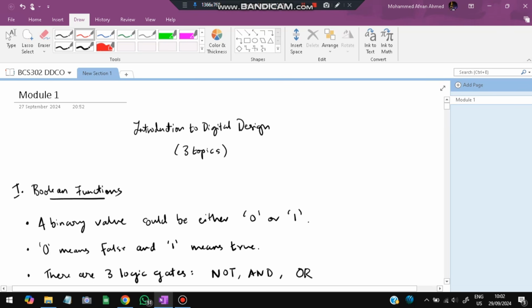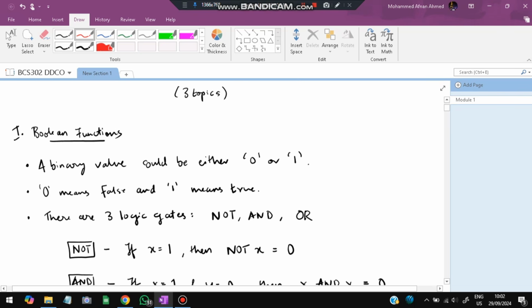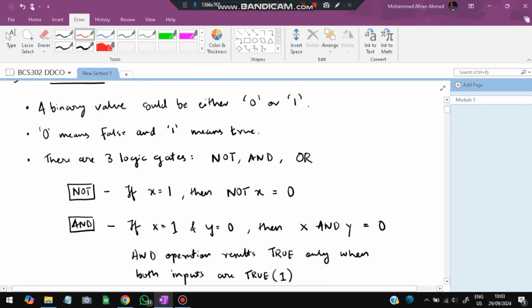Now let's get started. So the first topic we have is Boolean functions. So what is the meaning of Boolean? Boolean means either 0 or 1. It can be a binary value that can be either 0 or 1. So that is called a Boolean value. 0 means false and 1 means true. Bear with me, I'll be explaining with examples.